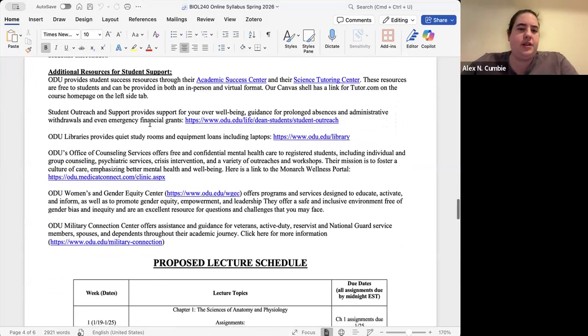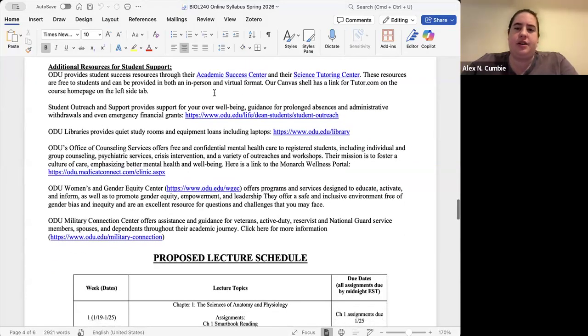And as far as other resources go, I've provided a few here. So ODU is great at providing free tutoring opportunities. They have the Science Tutoring Center, which has people that you can link up with either in person or virtually to tutor in this course. And one of the things that goes along with that is that we have this tutor.com link that is present in our Canvas shell. All you have to do is click it, and then you can get access to free tutoring resources.